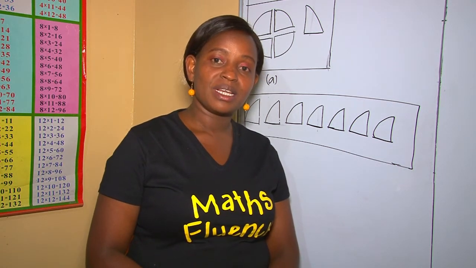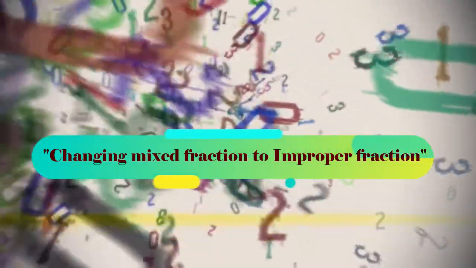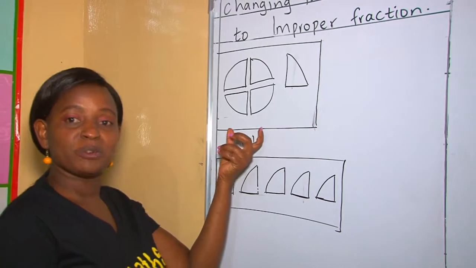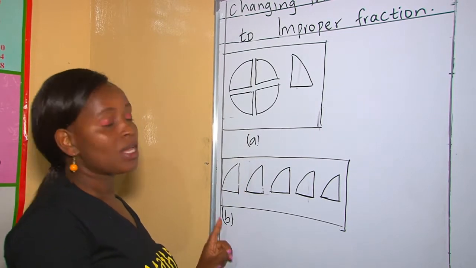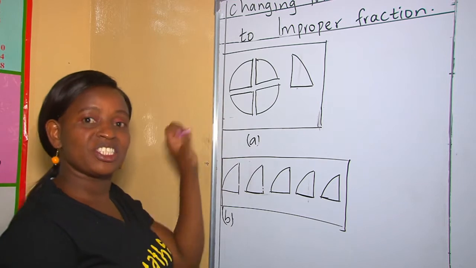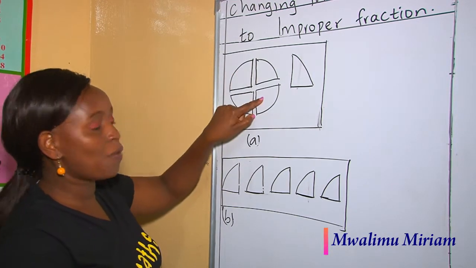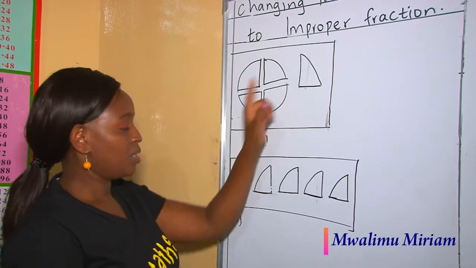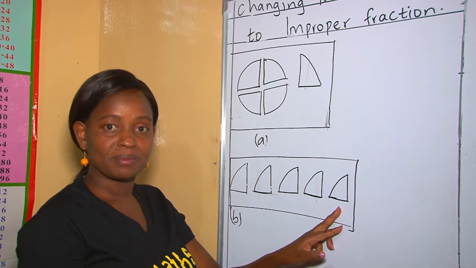Today's lesson is about changing mixed fraction to improper fraction. Here we have two diagrams. That is diagram A and diagram B. How many quarters are in each diagram? Here there are 1, 2, 3, 4, 5. Here there are also 1, 2, 3, 4, 5.